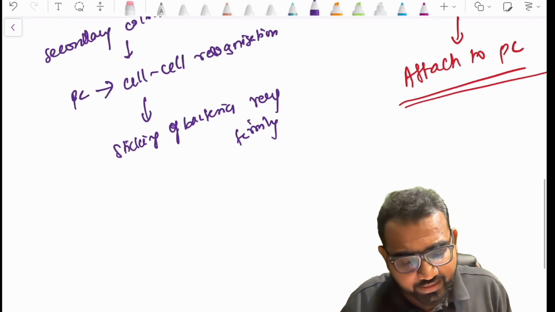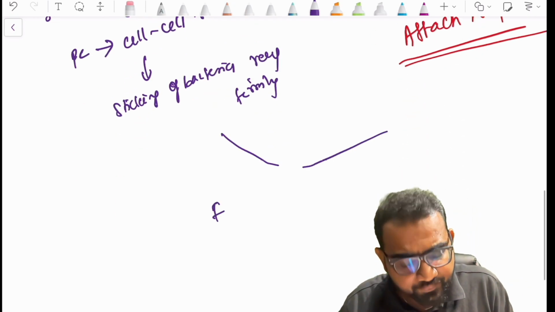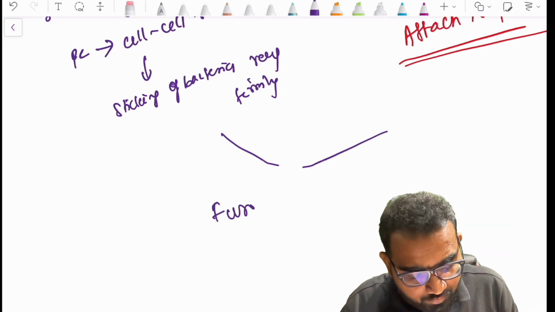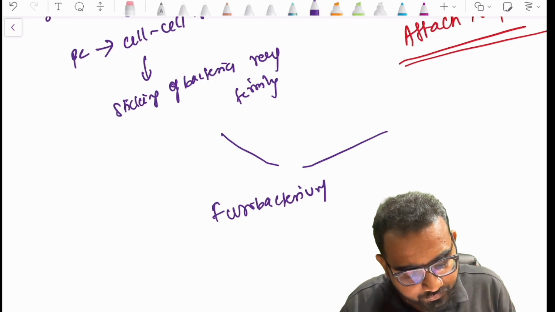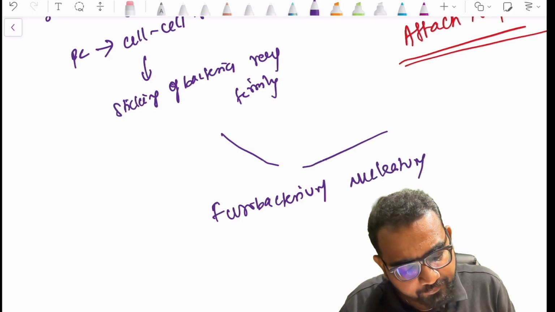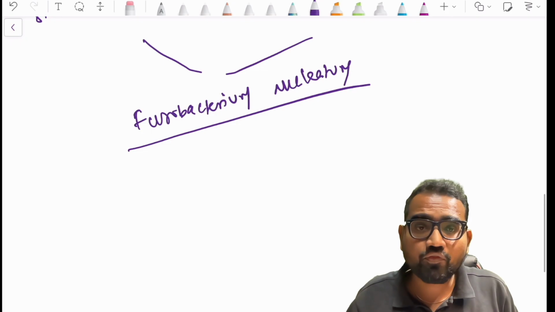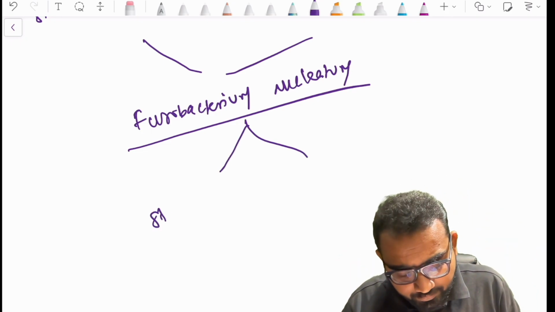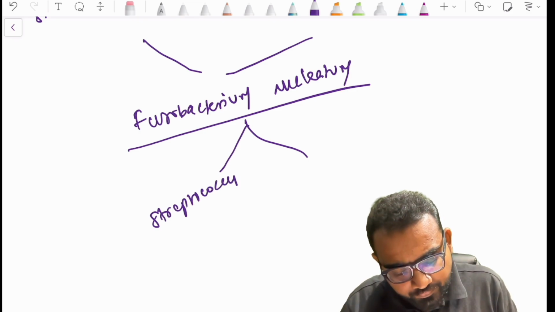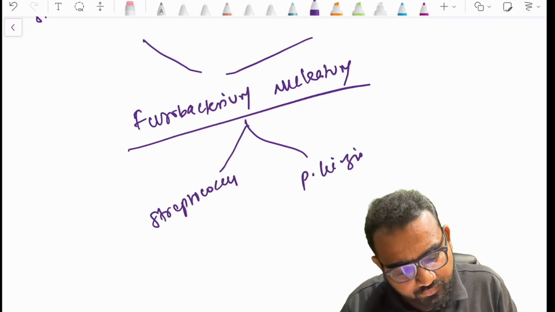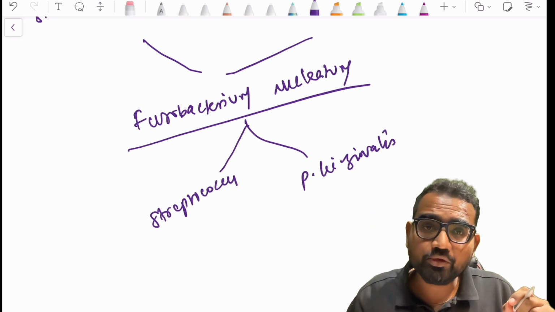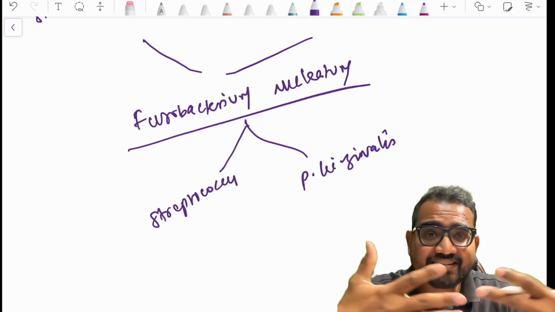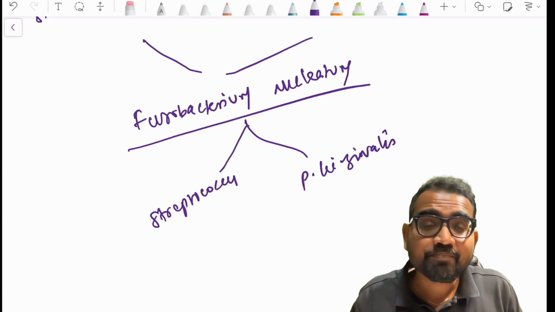For this co-aggregation, one very important bacterium responsible for bridging the primary and secondary colonizers is Fusobacterium nucleatum. This is the one that acts as an intermediate for binding the primary to the secondary colonizers. It binds to Streptococcus and P. gingivalis, so it bridges or connects the primary with the secondary colonizers.